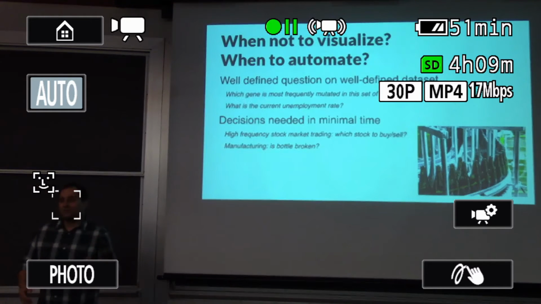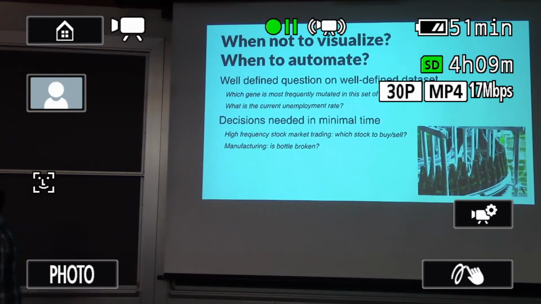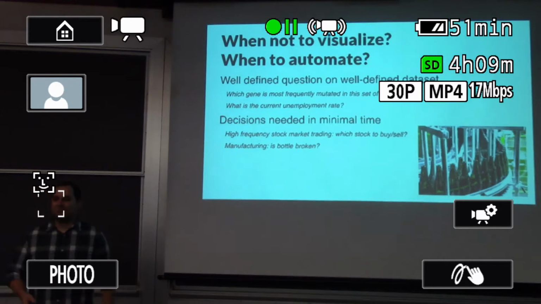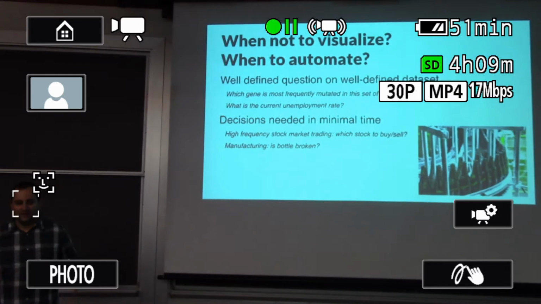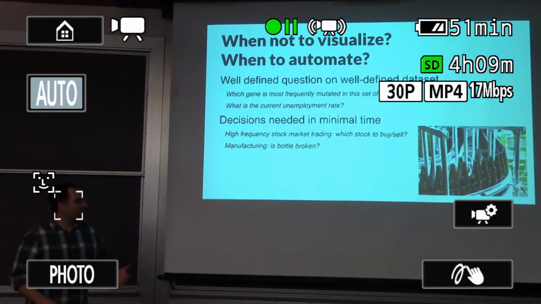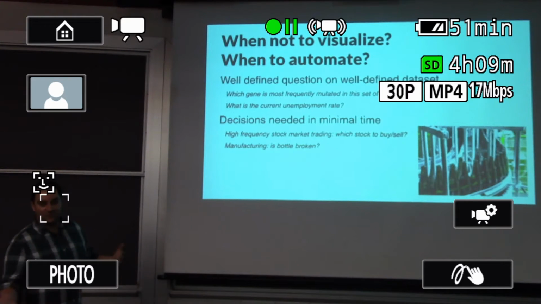Well, we don't want to visualize when we have well-defined questions on a well-defined data set. If we want to ask which gene is most frequently mutated in a set of patients, we don't need visualization. We can simply run an algorithm that tells us the answer, and then we'll get, this is EGFR, and that's it. We don't need visualization for that. Or what is the current unemployment rate? This is, again, a one-line answer. We don't need context in this case, or maybe we do, then visualization might be interesting.